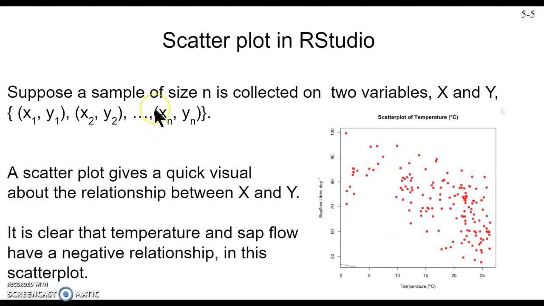All right, so to do a scatter plot in RStudio, suppose we have a sample size n on 2 variables, x and y. So we have x and y, like shoe size and broken bones of one person, shoe size and broken bones of a second person, and so on. A scatter plot gives a quick visual about the relationship between x and y. I think you guys have already done some of these in RStudio back in the day. In this one, you'll see this literally is sap flow and temperature in Celsius. And notice it's really clear that temperature and sap flow have a negative relationship in this scatter plot.